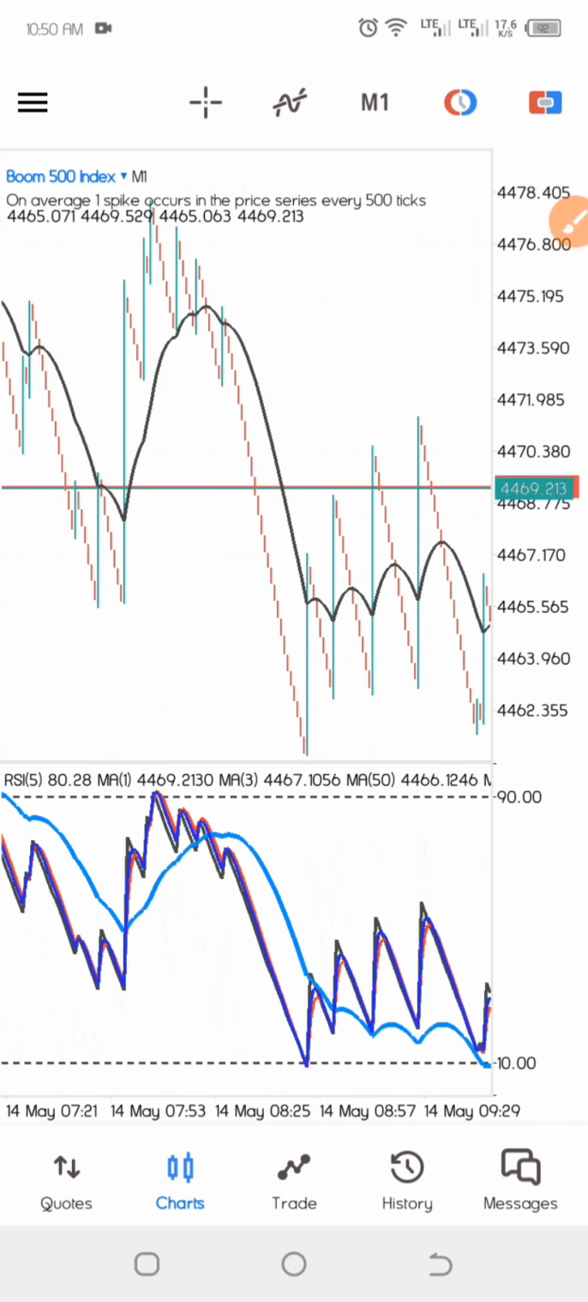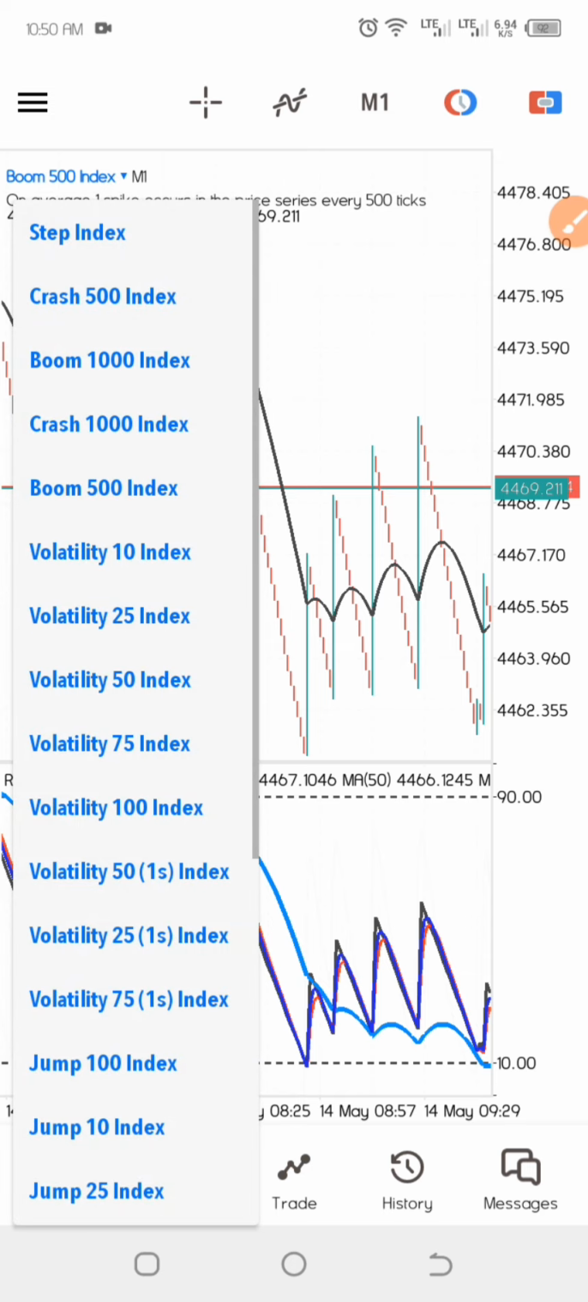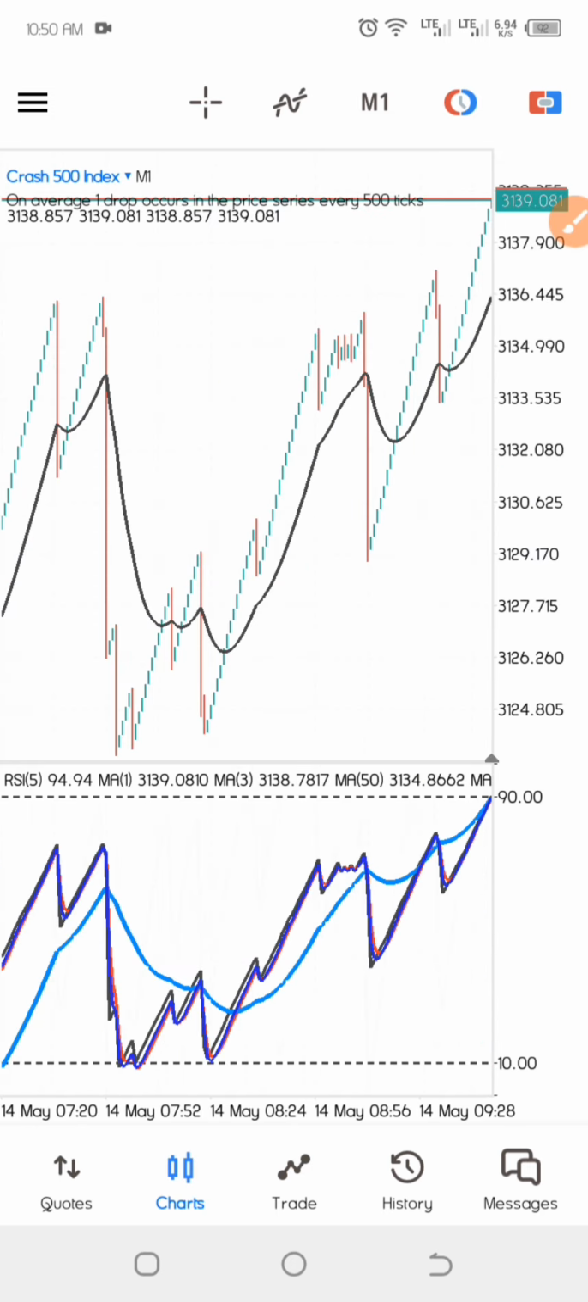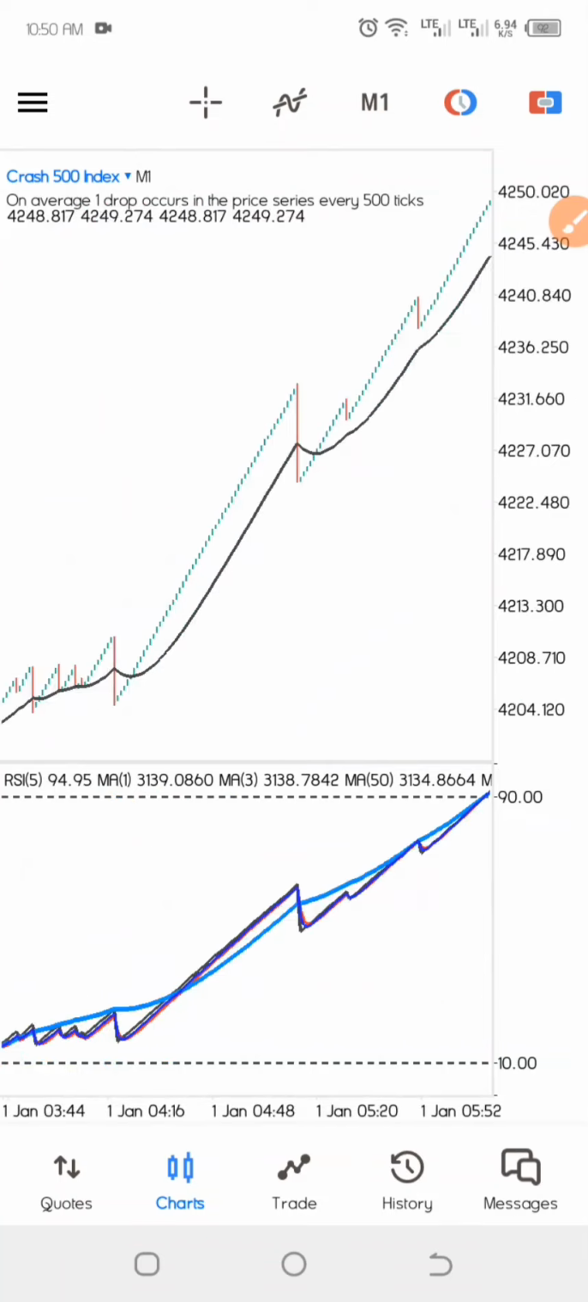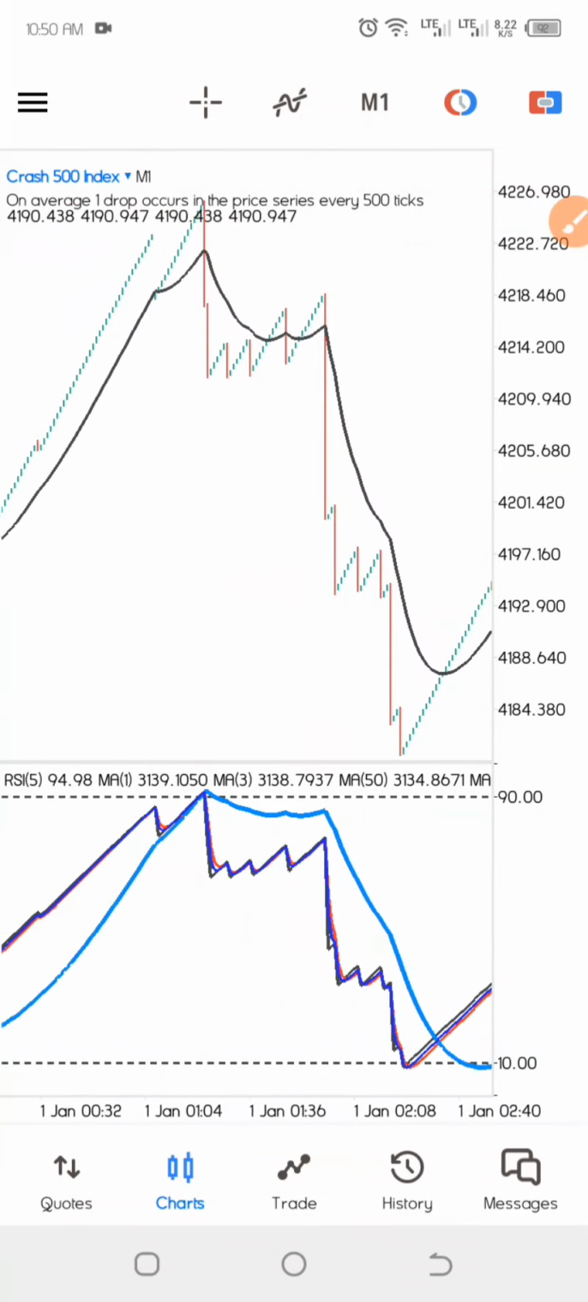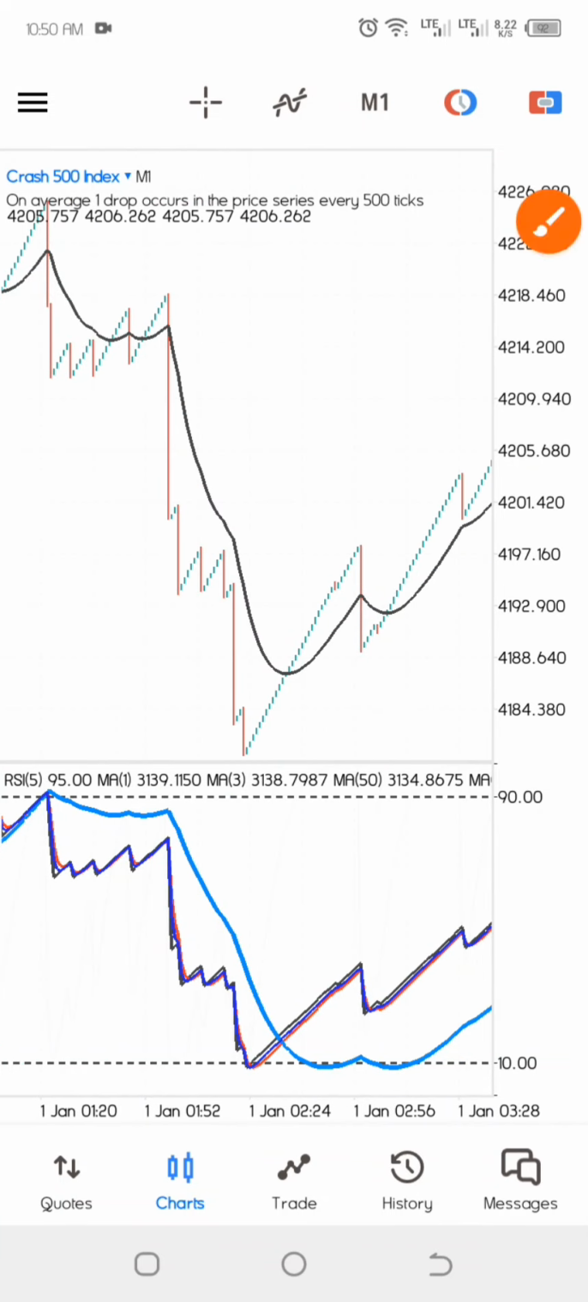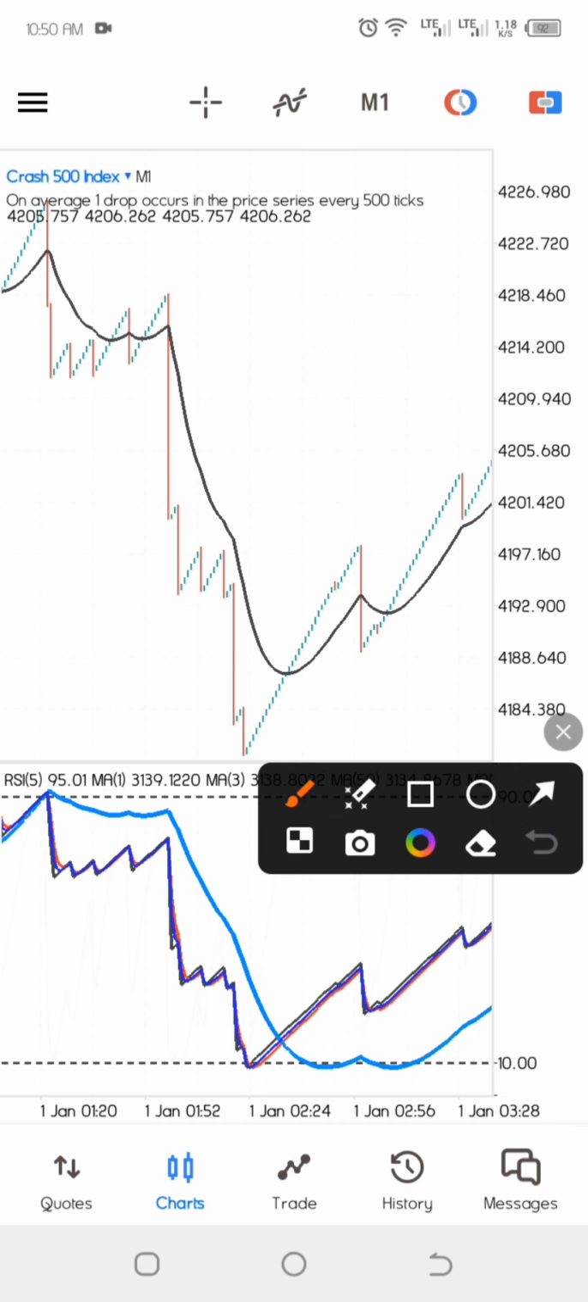Okay, so let me go to crash, show you guys an example on crash, and then call this a day. Okay, so this is a trade here on crash. So let me use this here as an example. Now I told you before, we are on crash, so we are going to be using these 10 levels right here. So first thing we want to see is that all the moving averages come to the 10 levels. When they get to the 10 levels, we want to see them cross above the 50 EMA.